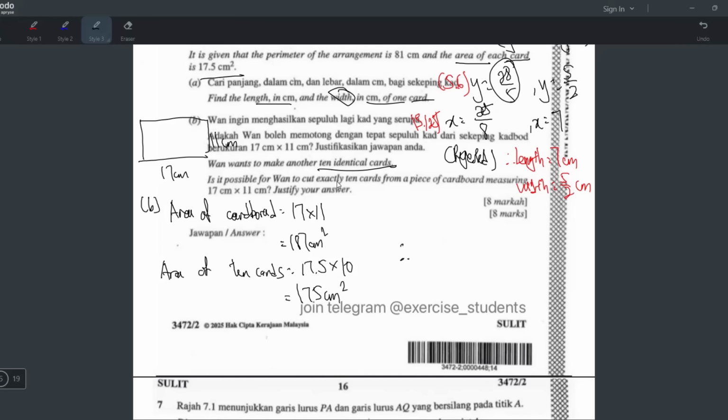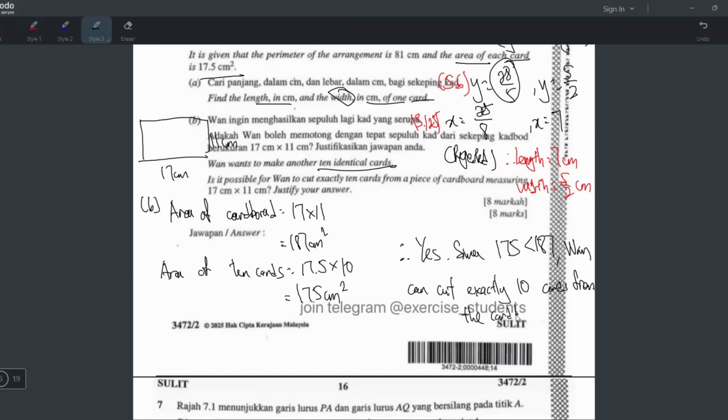So is it possible for one? Yes. And then I'll write, since 175 is less than 187, in other words, the 10 cards area is less than the cardboard. That means after you cut the 10 cards, there's still some extra cardboard left, because the area of cardboard is higher. So since 175 is less than 187, one can cut exactly 10 cards from the cardboard.